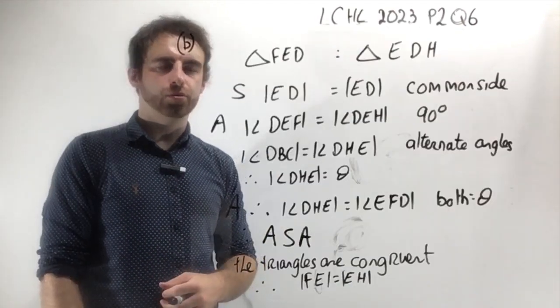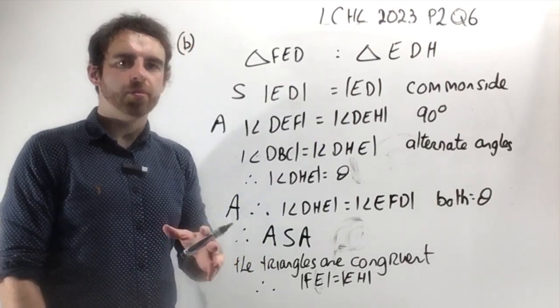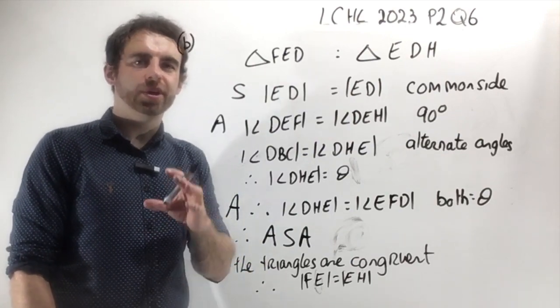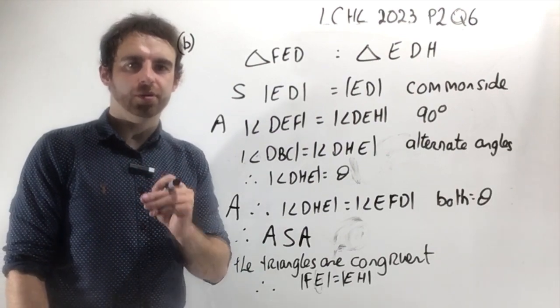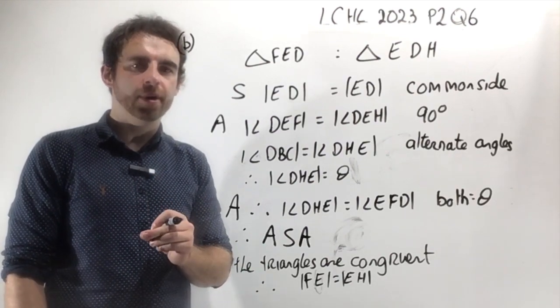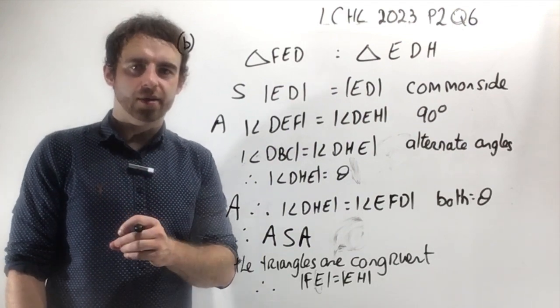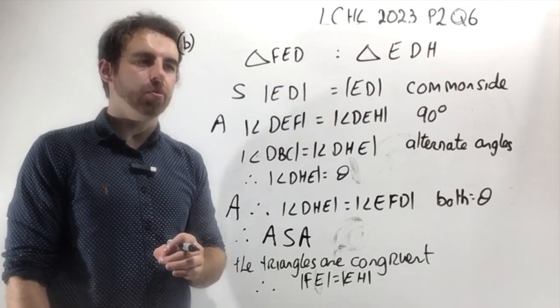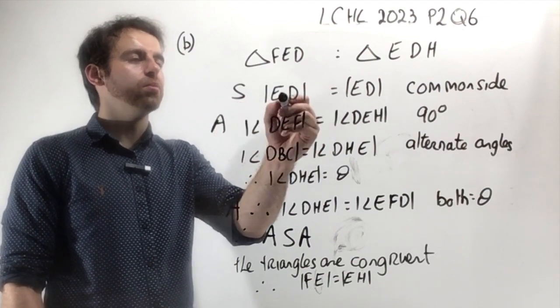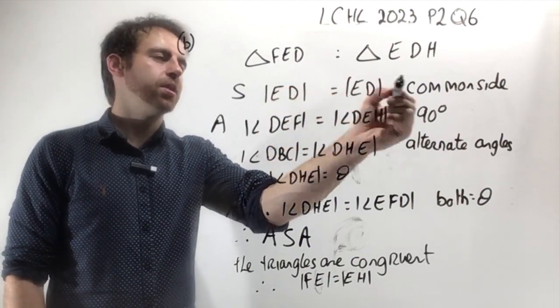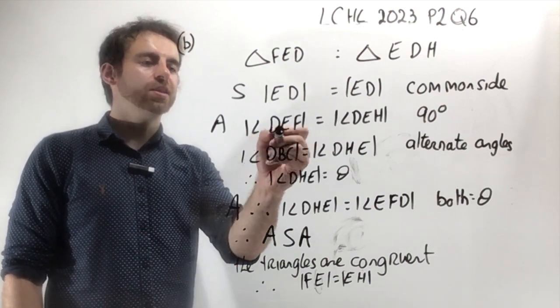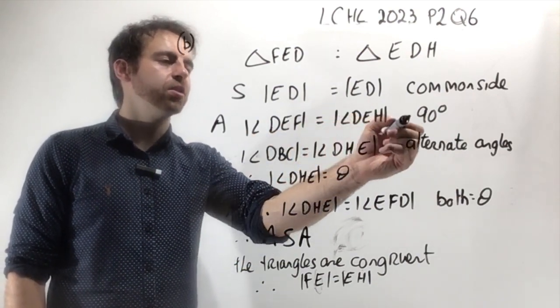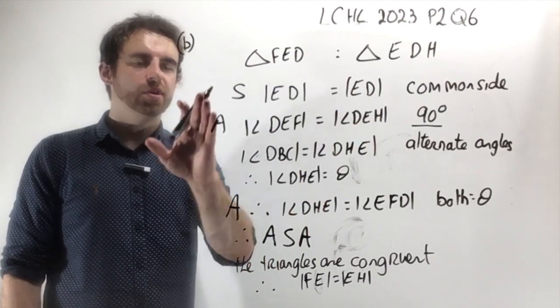Okay, so let me just go through what I outlined there. Remember, to prove two triangles are congruent, we need three things that they have in common, but we can't use three angles, because remember, if all three angles are common, that just means they're similar triangles, but not necessarily congruent. So there's two easy ones. The distance ED equals the distance ED because it's a common side. It's in both of the triangles. The angle DEF equals the angle DEH because they're both 90 degrees. So we have two of them straight away.